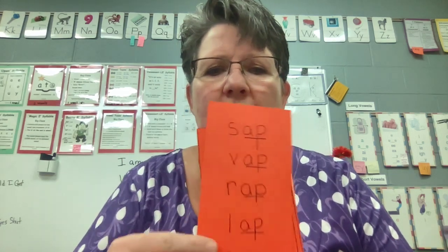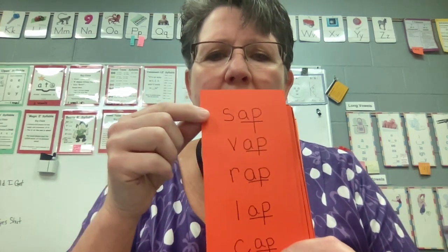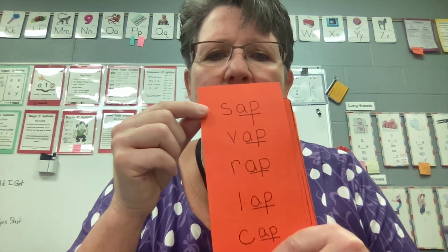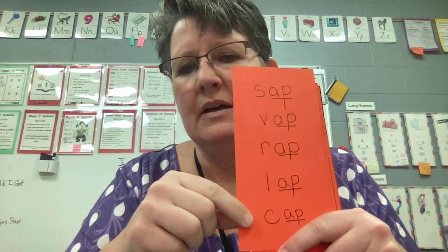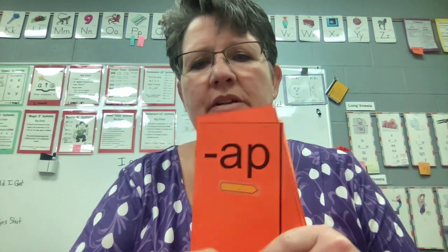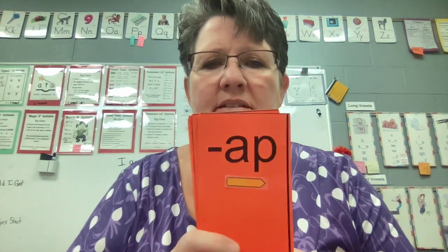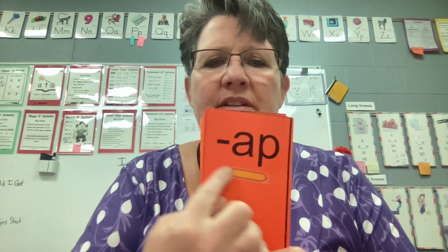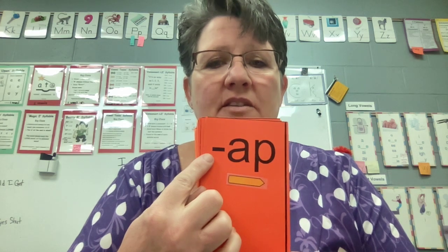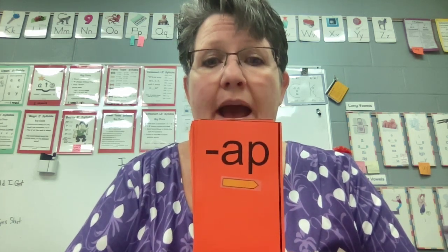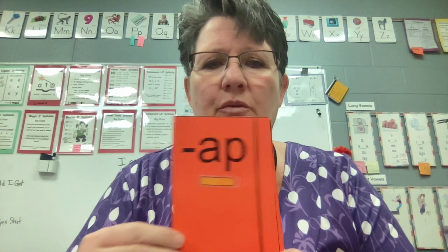This is the family ap. For the family ap, you can change the first sound, and we have sap, rap, lap, and cap. We want your student to automatically recognize that this is ap. When you see the line before it, that shows you there's going to be a letter or letters before it. So I can make this word into strap too. I can make it into several different words.